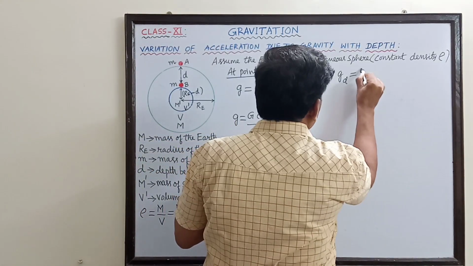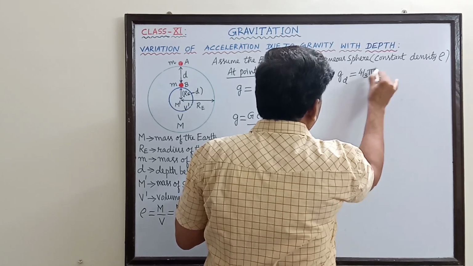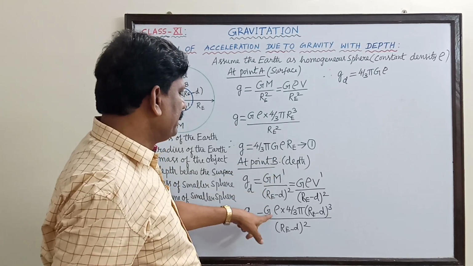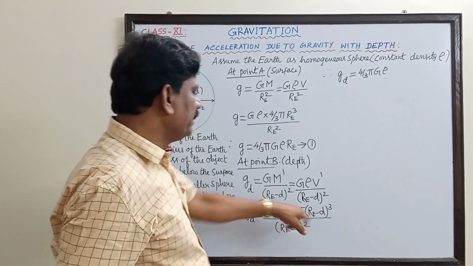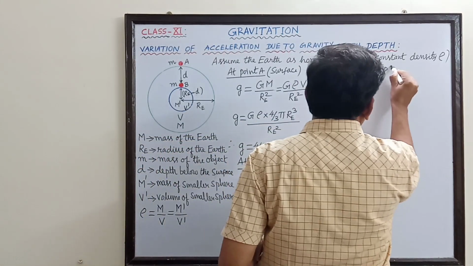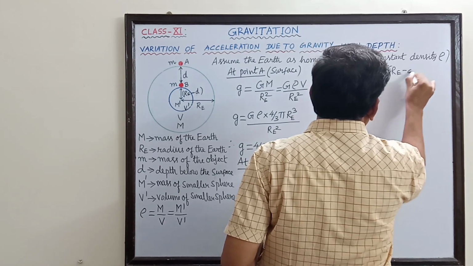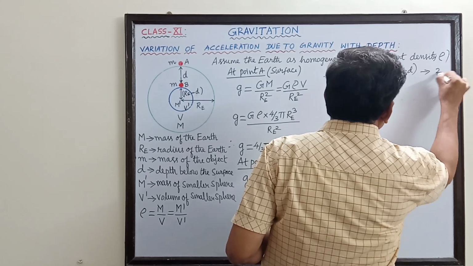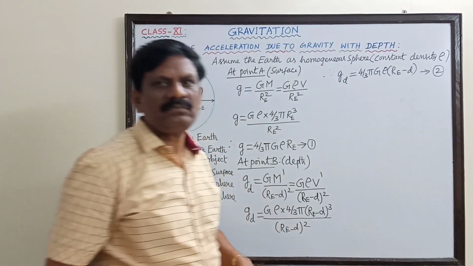So this is equal to 4 by 3 pi G into rho. Okay, 4 by 3 pi into G into rho. The remaining term in the numerator is Re minus d. And this is the required equation number 2.